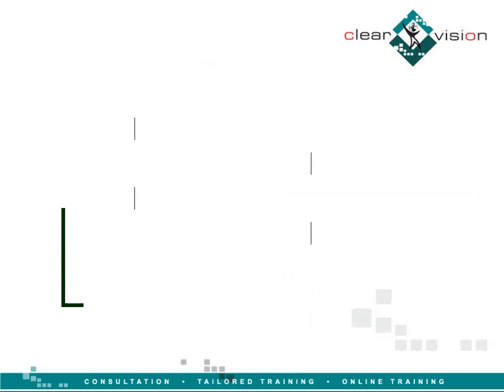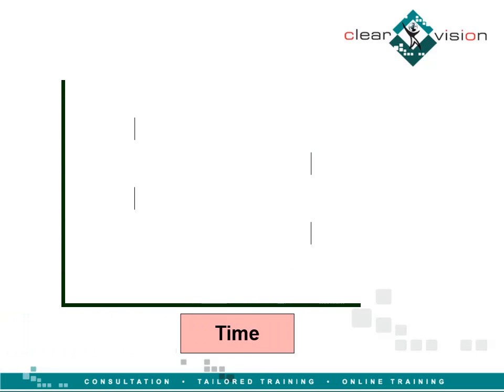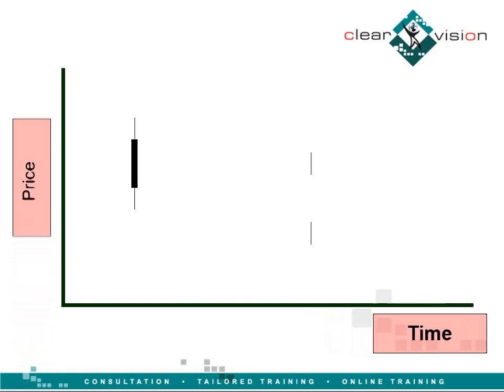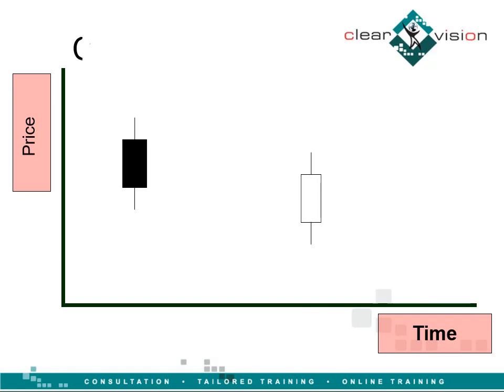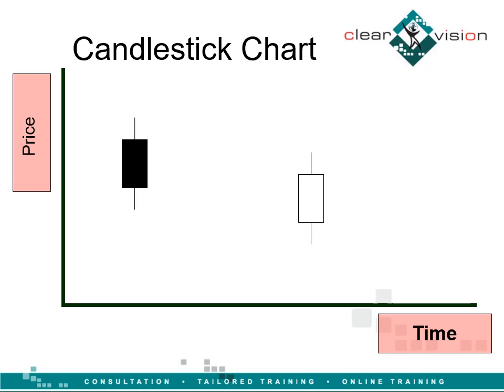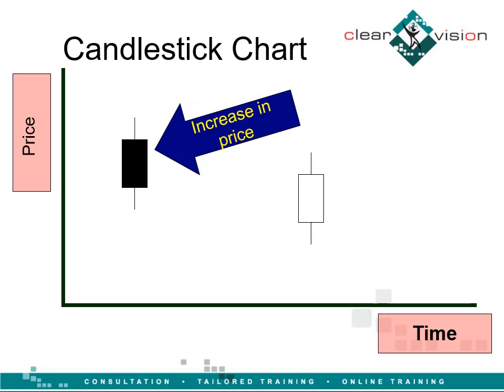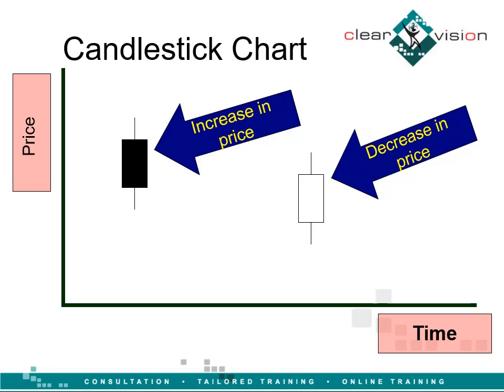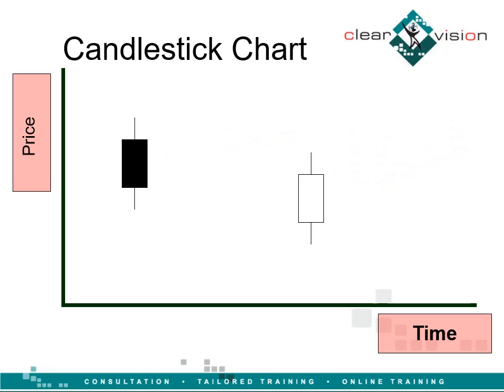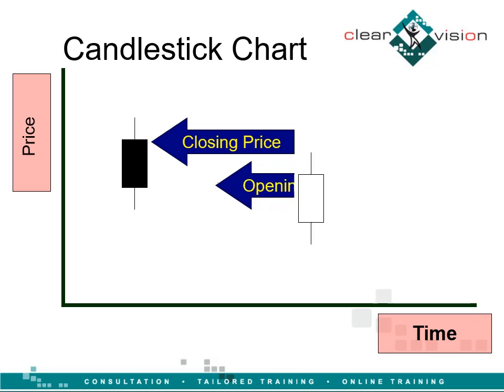Another graphical technique used to summarize price data and aid in the identification of trends is the so-called Candlestick Chart. The shaded candle represents an increase in price during the day or any specified period. The empty candle represents a decrease in price during the specified period of time. The highest point in the shaded candle represents the closing price. The lowest point in the shaded candle represents the opening price.